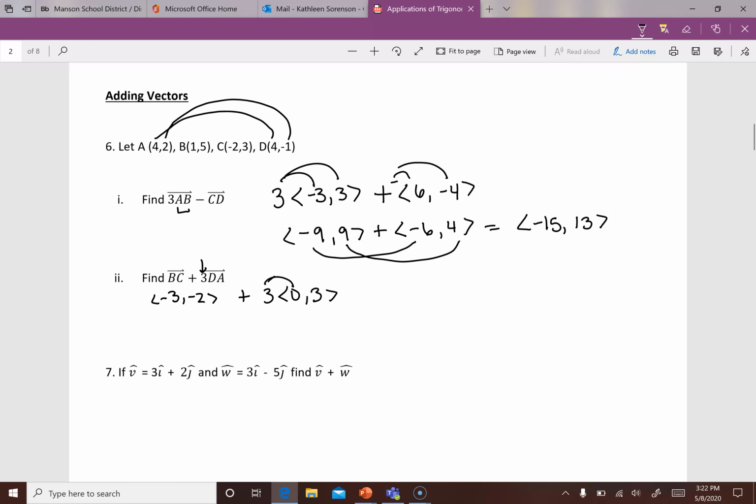So I'm going to multiply this through, and we're going to be given -3, -2, plus 3 times 0 is 0, 3 times 3 is 9. Now I'm going to add my x coordinates, and that's going to give me -3. Then add my y coordinates, 9 minus 2 is a 7. There I go, right there.